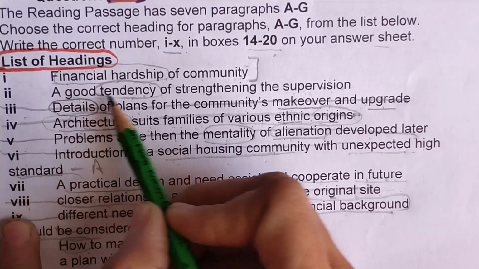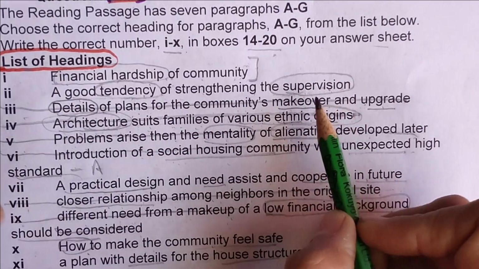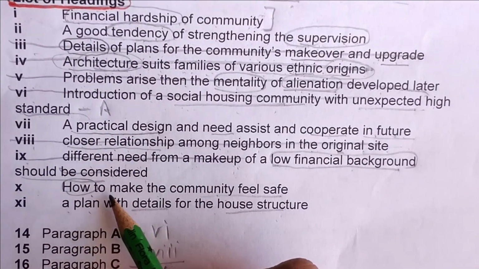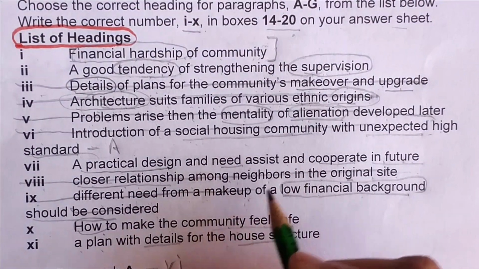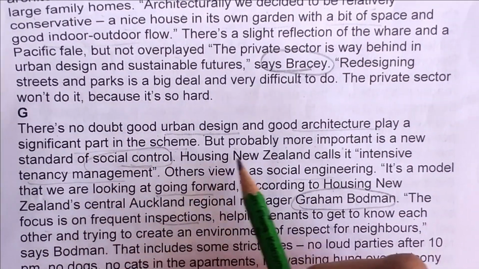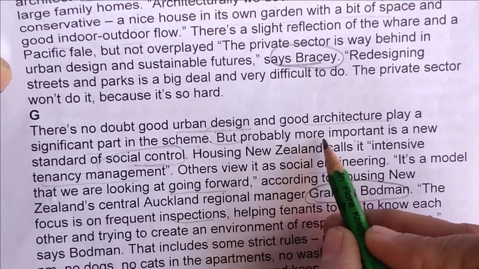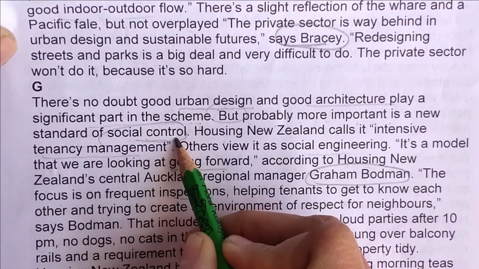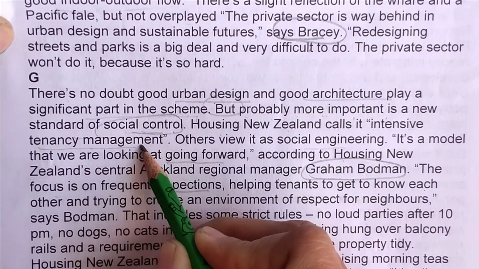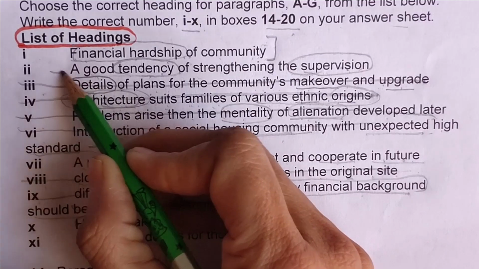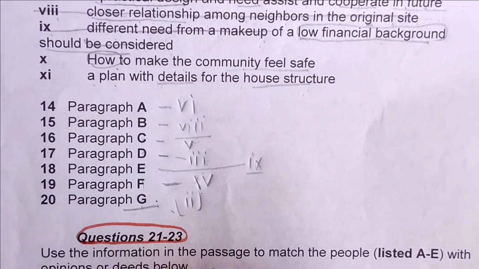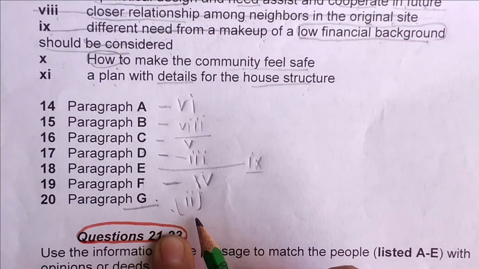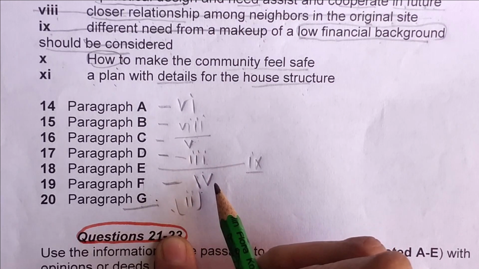Inspection. Financial good tendency of strengthening the supervision. Yes, and any other is left. How to make community feel safe? So let's read it. How to make community feel safe. And so here, probably more important is a new standard of social control. Okay, intensive tenancy management. So I will be writing it here, second number. I will check my answers at the end definitely. If there is any wrong thing here, I will definitely correct it at the end.